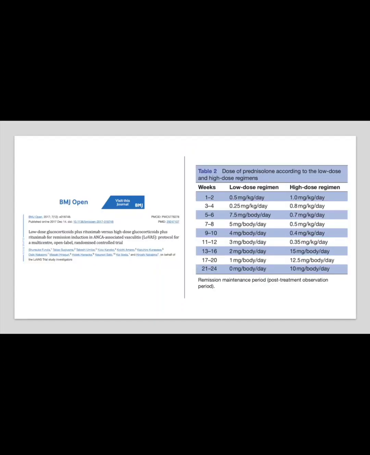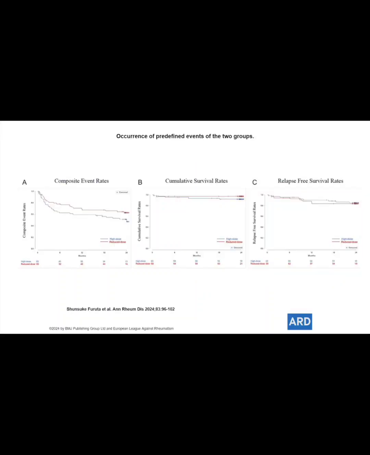So let's take a bit of a deeper look at the LoVAS trial. All patients were on rituximab, and there was a comparison that was made between high dose and the low dose steroid arm. What differed to PEXIVAS was that the low dose arm of the steroids were completely weaned off by 6 months. What were the results?